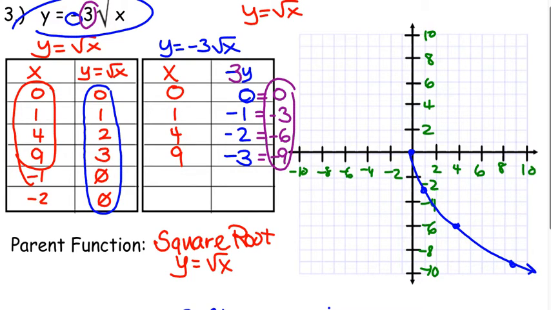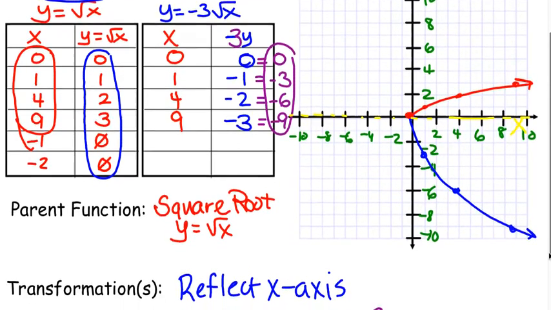Oh, I forgot to graph my parent. I better do that. Okay, so our parent is 0, 0, over 1, up 1, over 4, up 2, and then over 9, up 3. So there's your parent. And then the blue function is your new function. Remember, notice that it is reflected about your x-axis. This is your horizontal axis, so it's reflected about that. And then it is stretched on the vertical axis, the y-axis, by a multiplier of 3.